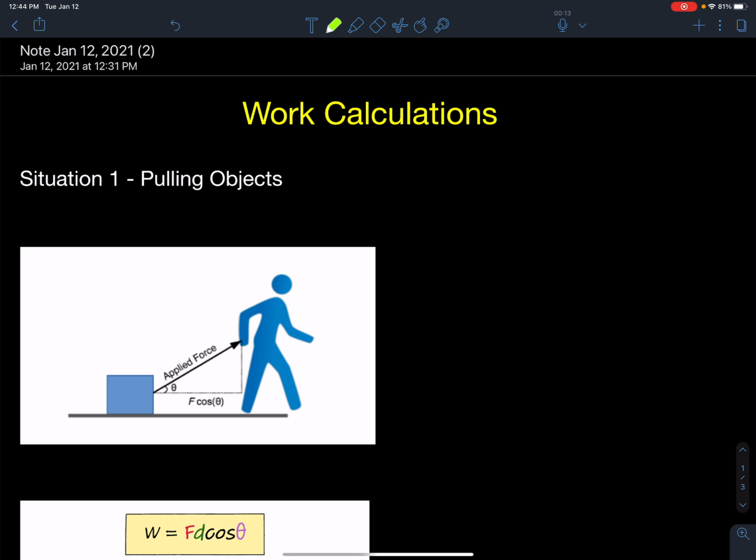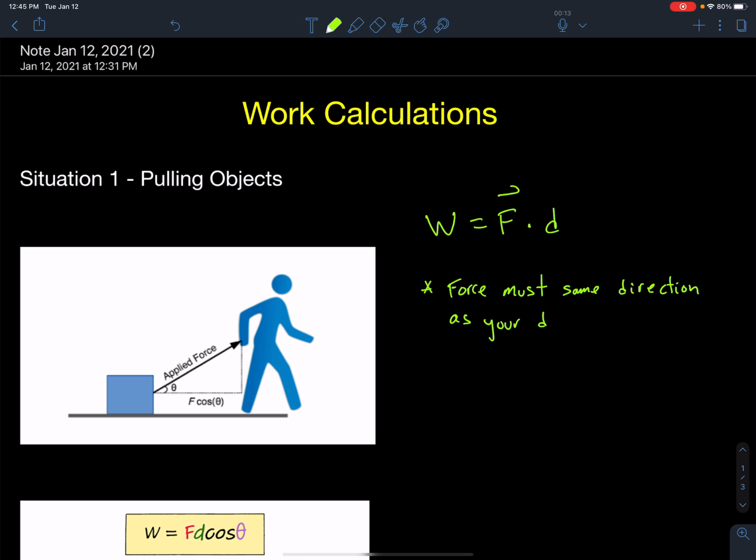Well, you have to remember that everything is a vector when it comes to forces. So work, as you guys told me, is equal to force times the distance or the displacement that I move an object. And what needs to happen is that force has to be in the same direction as your displacement. Okay, so that is a very important thing for you guys to know when you're looking at this situation.